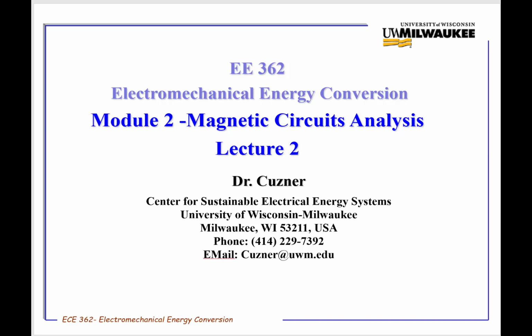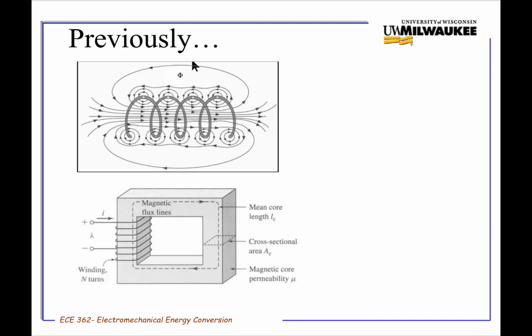I'd like to first of all review what we discussed in our last lecture. We talked about Ampere's law, which was the enclosed current equal, and what we've started using is the number of turns times the current. That would be the same thing as the enclosed current, and that being equal to the line integral of the H magnetic field intensity dot dl.